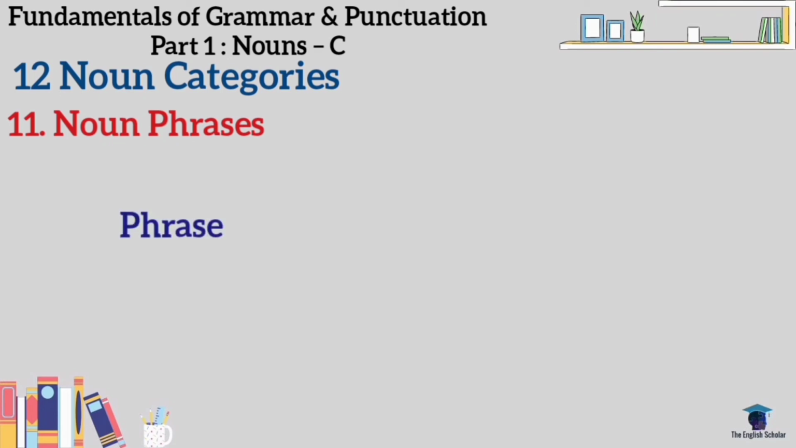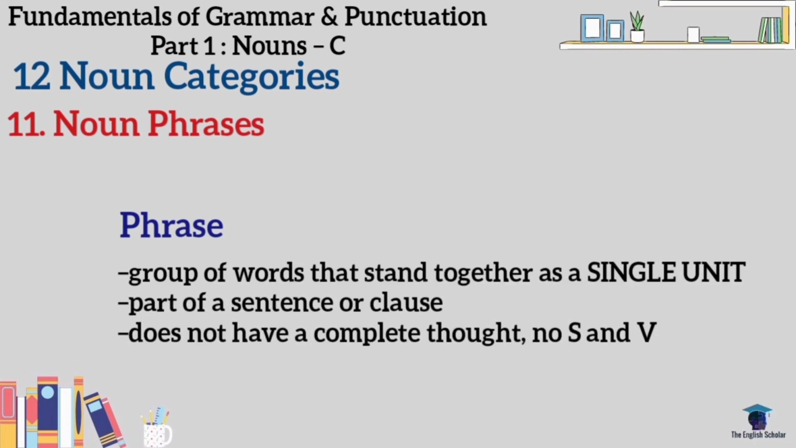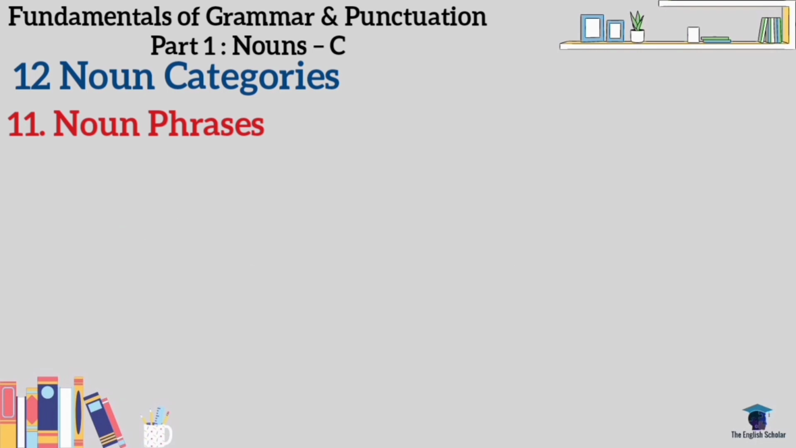Let's understand first what a phrase is. A phrase is a group of words that stand together as a single grammatical unit, typically as part of a clause or a sentence. A phrase does not contain a subject and verb, and consequently cannot convey a complete thought. In short, it contrasts with a clause. Now we know what a phrase is. Let's understand what a noun phrase is.